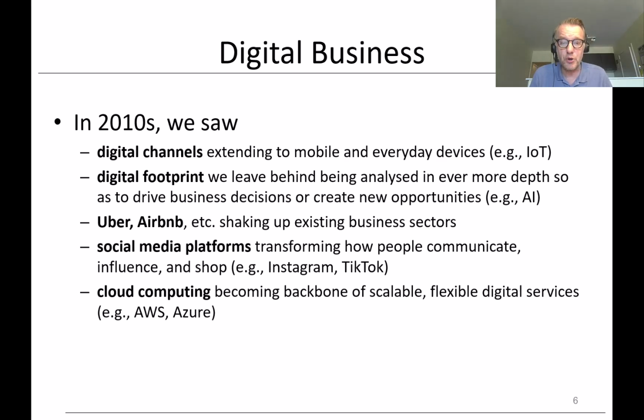Then also cloud computing became the backbone of scalable, flexible digital services. So using cloud computing, we now have access to very powerful data storage platforms, but also very powerful data processing facilities, often provided through platforms such as Amazon Web Services, AWS, and Azure.